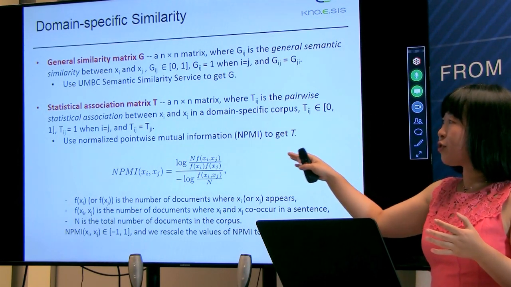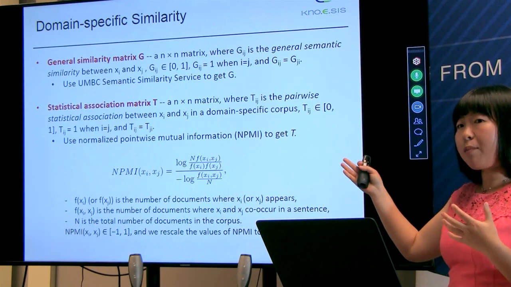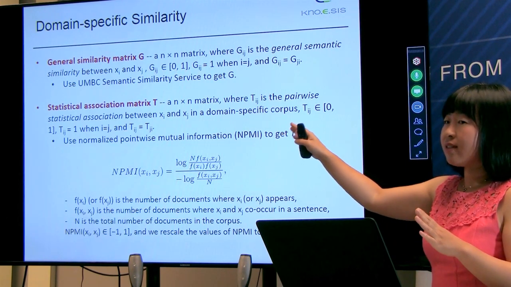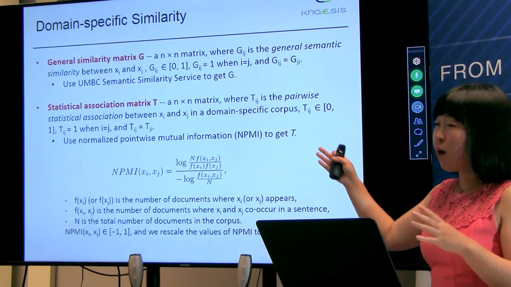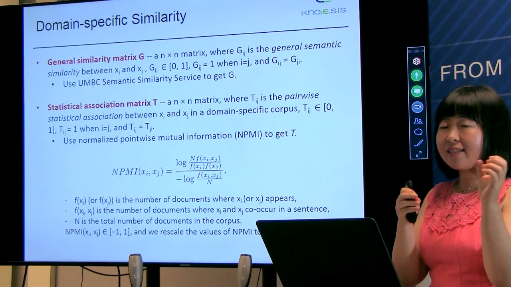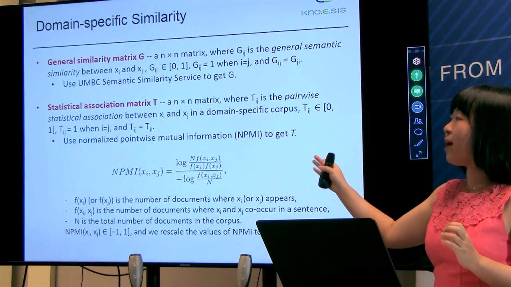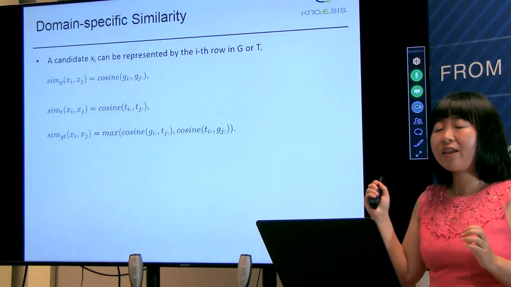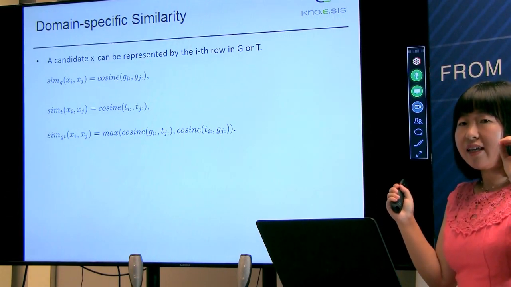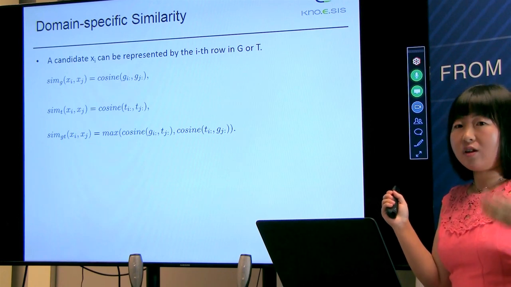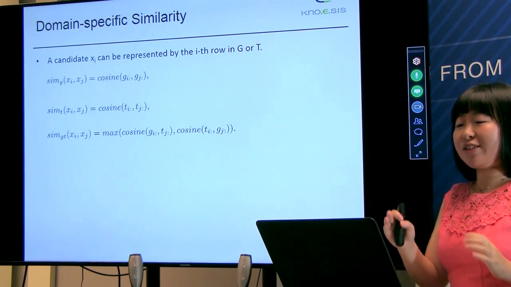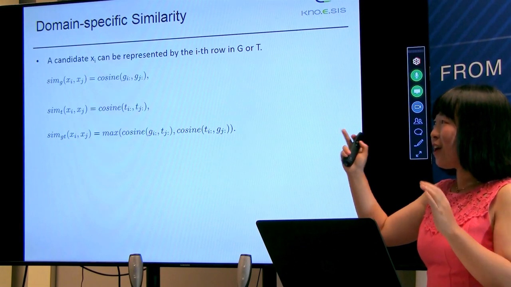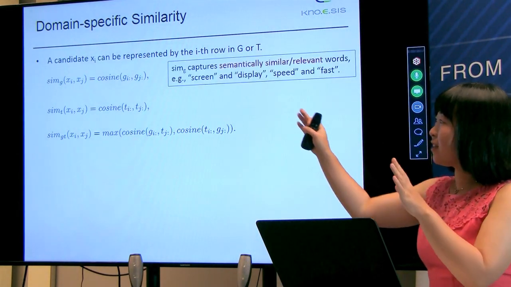And then the statistical association matrix T, we learn from the domain-specific corpus, like a corpus about cell phones or hair dryers. T is also an n times n matrix. Each element Tij is a pairwise statistical association between candidates Xi and Xj. We use normalized pointwise mutual information to measure this association. After we have these two matrices, we can represent each candidate as a row vector in either matrix G or matrix T. If we represent both candidates Xi and Xj as row vectors in matrix G, then we can calculate the cosine similarity.